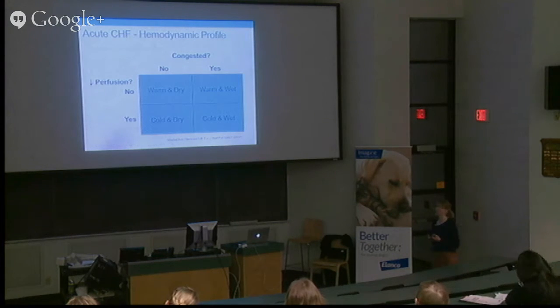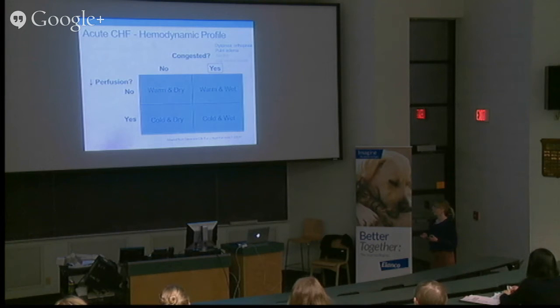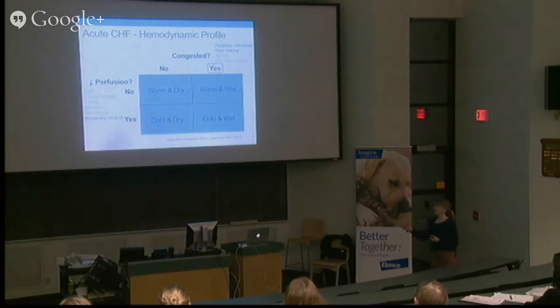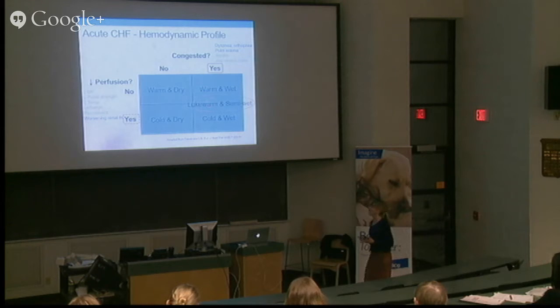So if we reassess him now, he's still congested. Absolutely. He's radiographically congested. He has auscultable crackles, but his resp rate is normal at rest. So it's not that bad. And he definitely has worsening of his renal function. So out of this list, we're going to call him lukewarm and semi-wet. And apparently, the physicians say that lukewarm and wet is actually one of the most common assessments that they have in people. Most of them are lukewarm and wet.